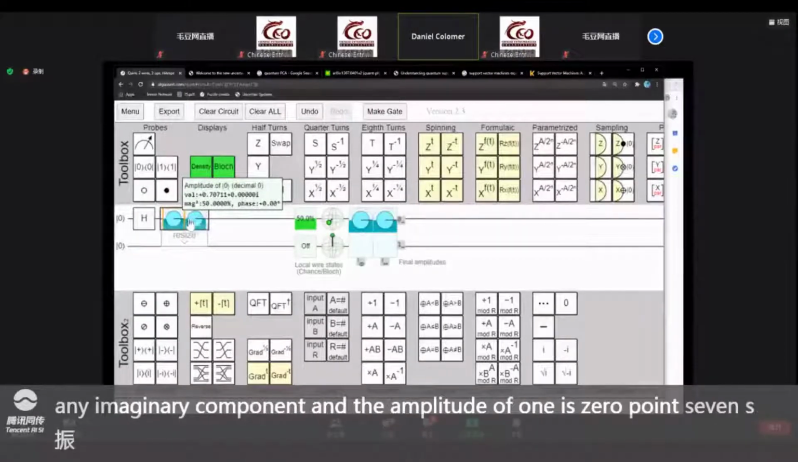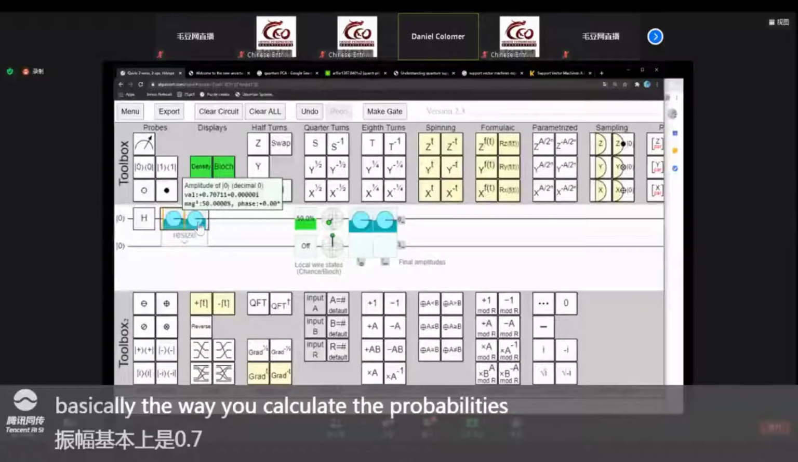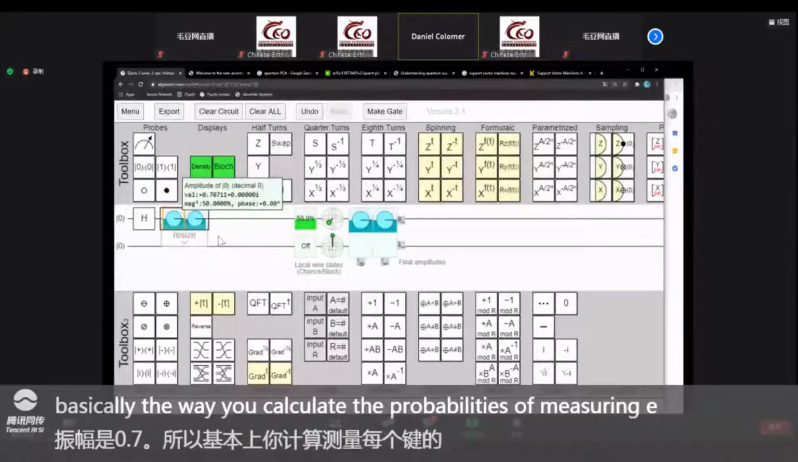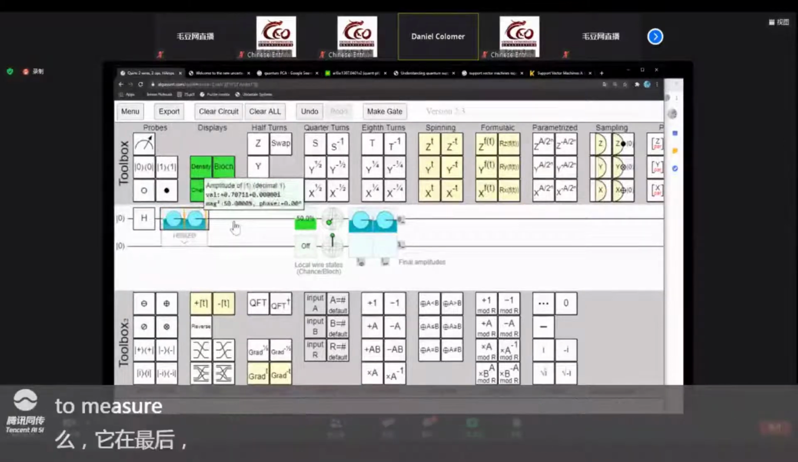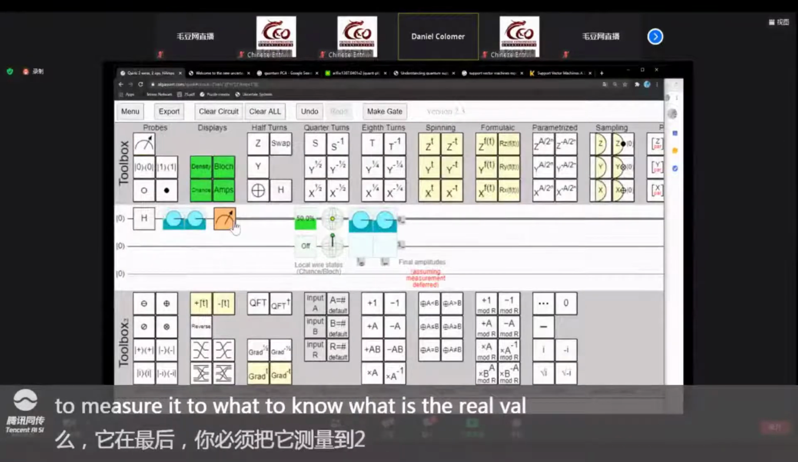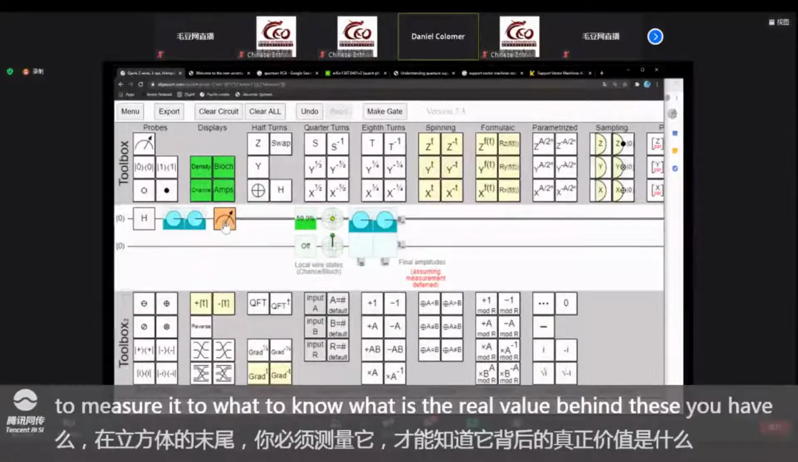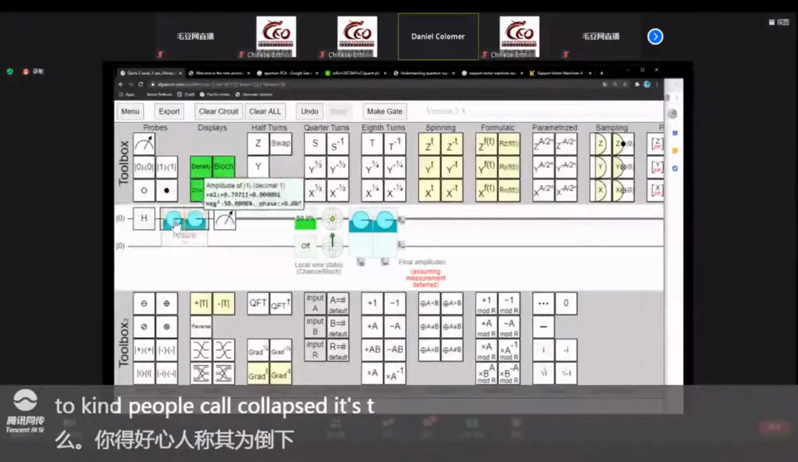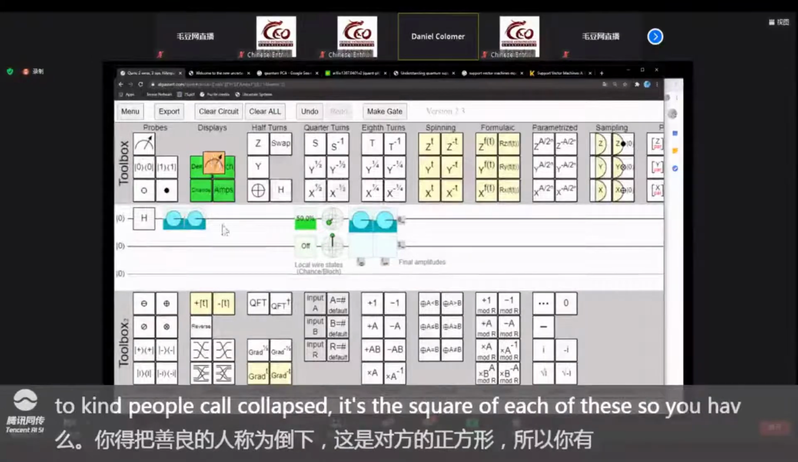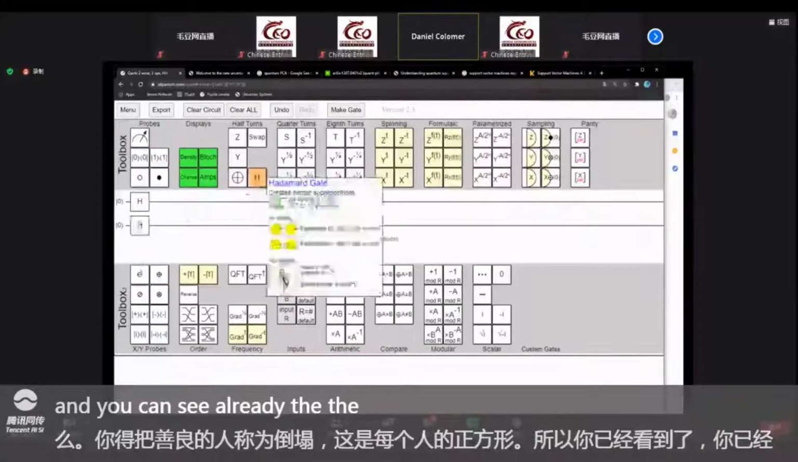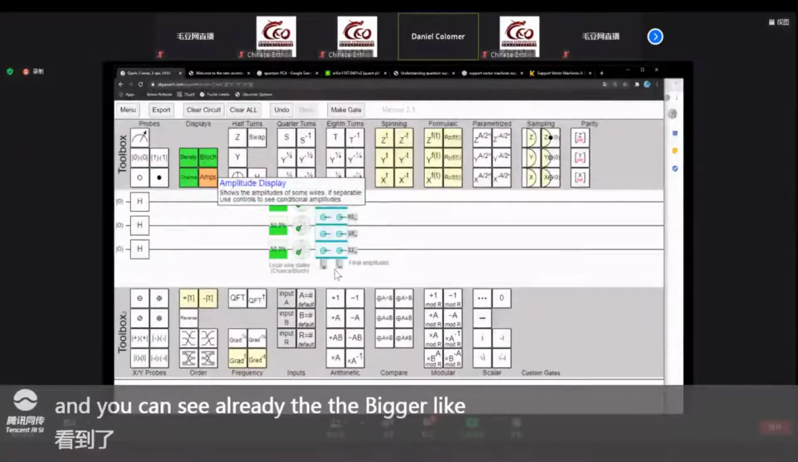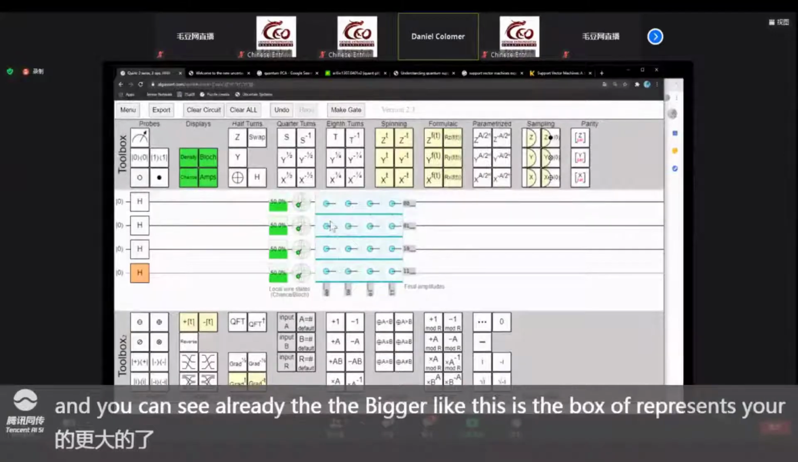So basically, the way that you calculate the probabilities of measuring each qubit, because what you have to do with a qubit is, at the end of the day, measure it to know the real value behind this. It's what people call collapsing the qubit. It's the square of each of these amplitudes. And as you can see already, the more that you use this gate, the bigger this box gets, which represents your full system state.